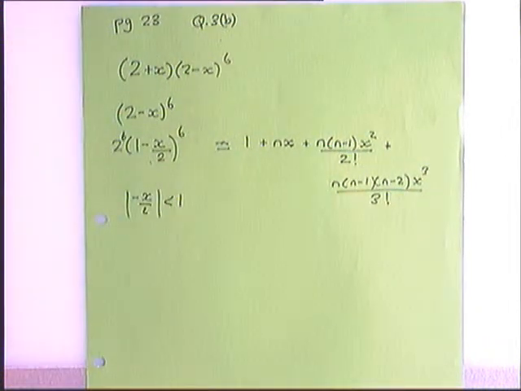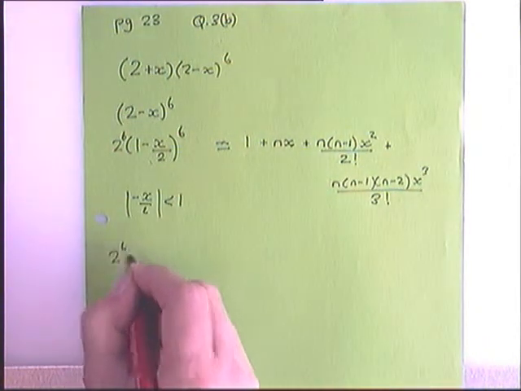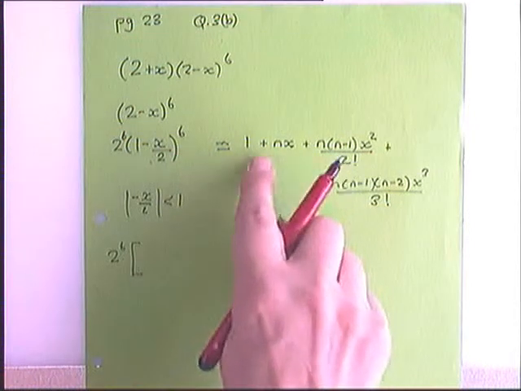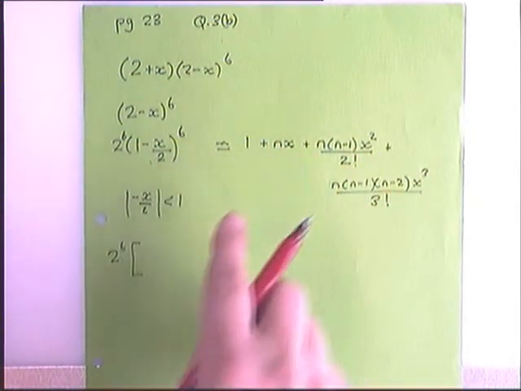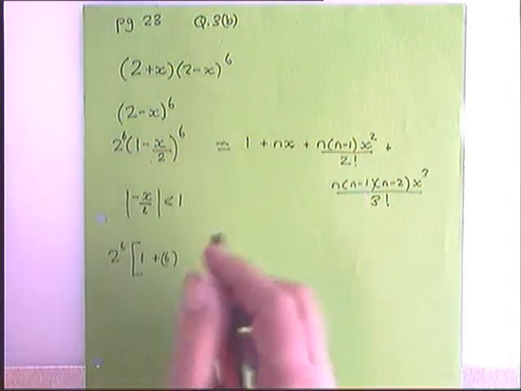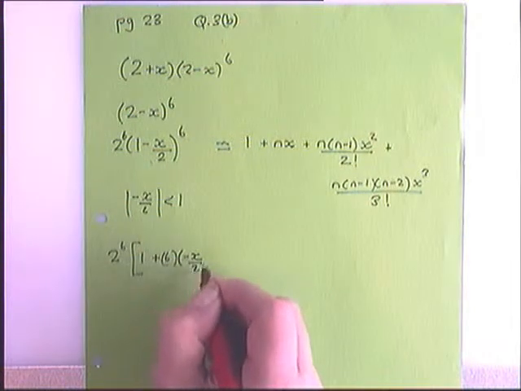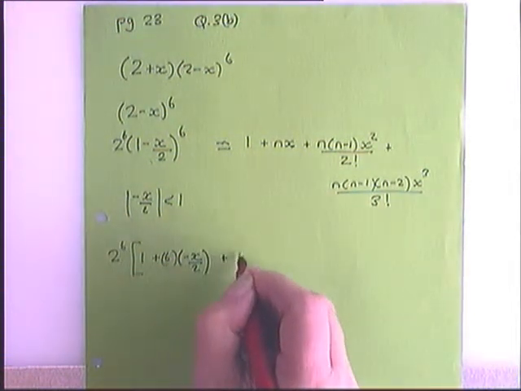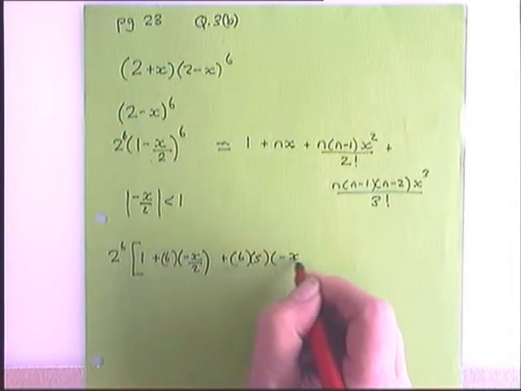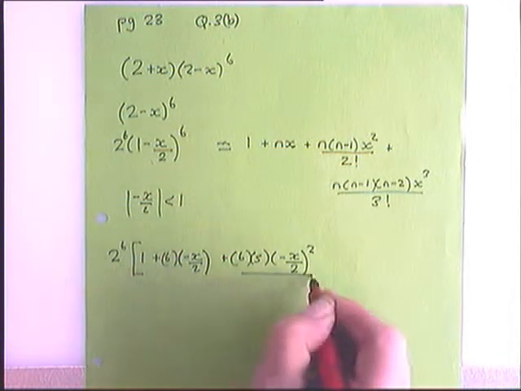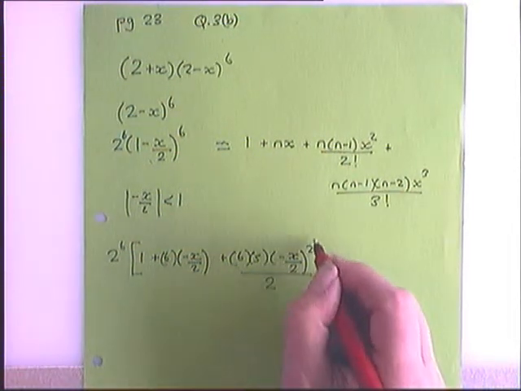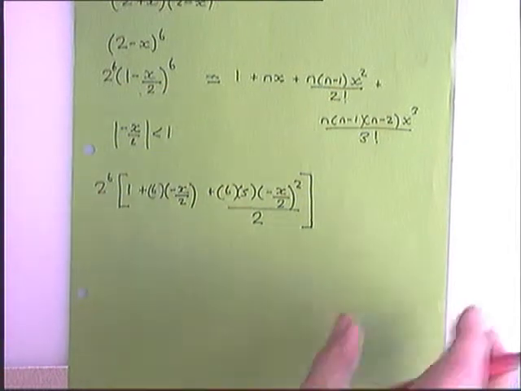So we're first of all going to expand this bracket. That will be 2 to the power 6 multiplied by the first 3 terms, because the question just says the first 3 terms in ascending powers of x. So it'll be 1 plus 6, which is the n, multiplied by the x term, which is minus x over 2, plus 6, n minus 1 is then 5, multiplied by (minus x over 2) squared, divided by 2 factorial, which is just 2. So all we have to do is be careful of the signs.